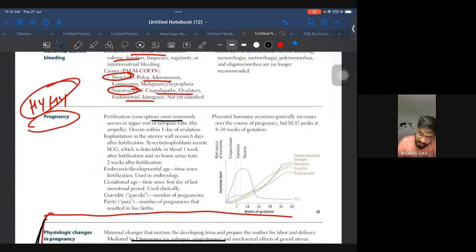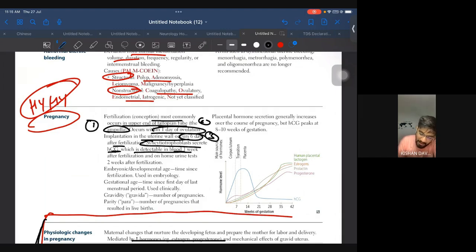Fertilization most commonly occurs in the upper end of fallopian tube, the ampulla. First important point: occurs within 1 day of ovulation. Second important point: implantation in uterine wall occurs 6 days after fertilization. Third important point: syncytial trophoblast secretes HCG, which is detectable in blood 1 week after fertilization and on home urine test 2 weeks after fertilization.